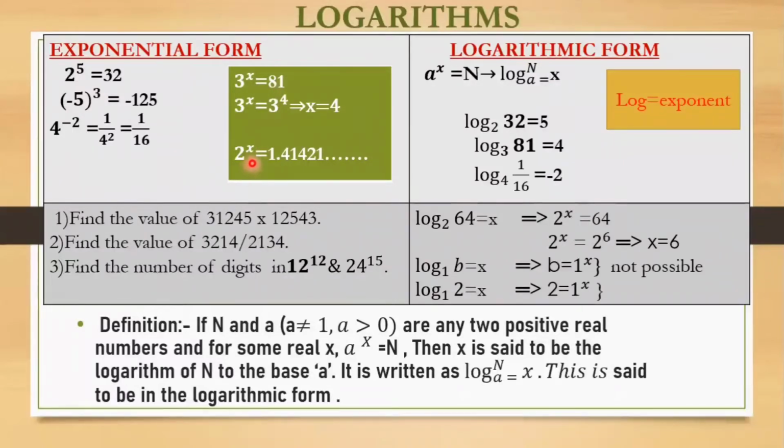In this example, 2 to the power of x equal to 1.41421 and so on. It is a non-terminating, non-recurring decimal. Can we factorize it? Can we write it as a power of 2? No, we can't write it as a power of 2 by factorization, and we can't find the value of x by using the laws of exponents. It's also difficult to calculate these types of problems using the laws of exponents, but logarithms are useful. By using the laws of logarithms, we can find these values quickly.